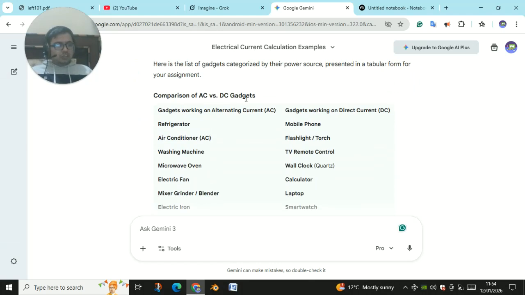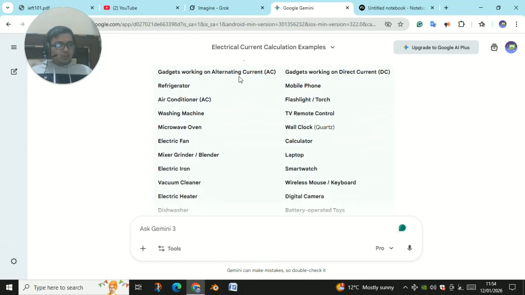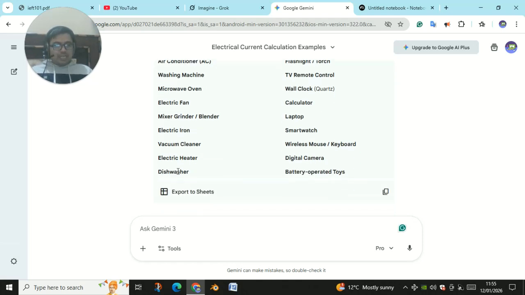Comparison of AC versus DC gadgets. Gadgets working on alternating current, AC: refrigerator, air conditioner, washing machine, microwave oven, electric fan, mixer grinder, blender, electric iron, vacuum cleaner, electric heater, dishwasher. These are all the same common thing.